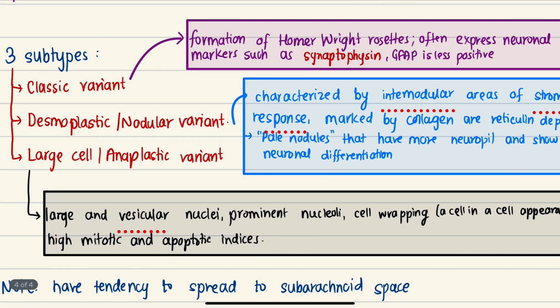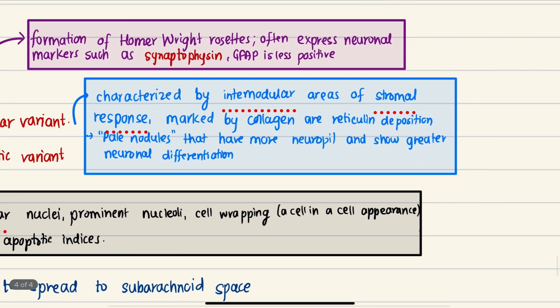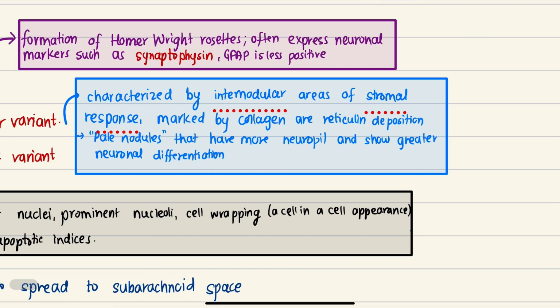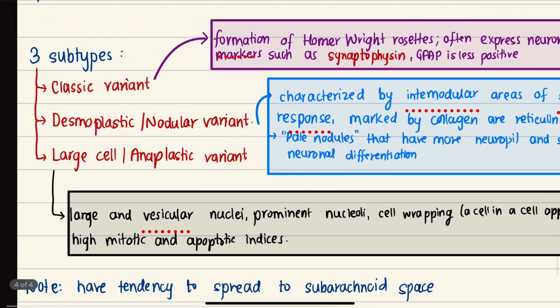And desmoplastic, the nodular variant, is characterized by internodular areas of stromal response. So there are nodules, and there's this internodular space, and another nodule, and this is the internodular space. And stromal response can be seen marked by collagen and reticulin deposition. So whenever you're asked what happens in desmoplastic variants of most of the tumors, there's this deposition of collagen and reticulin, and there are pale nodules that have more neuropil and show greater neuronal differentiation.